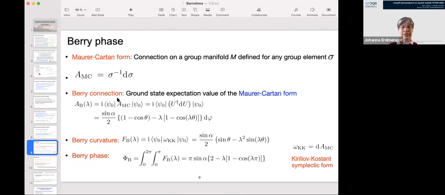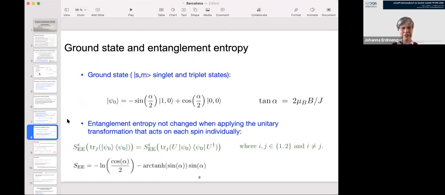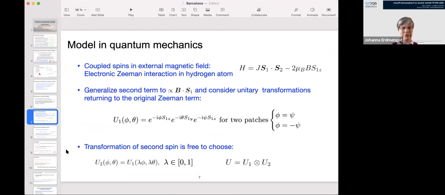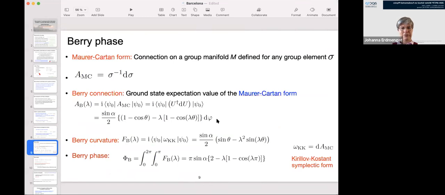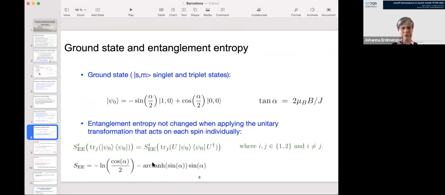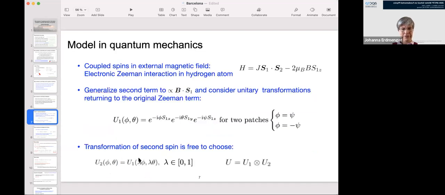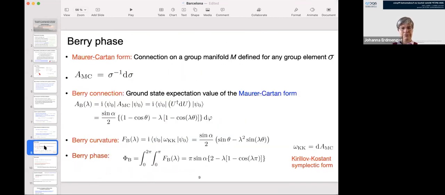Okay, and now we can just plug in our group element, which is the unitary transformation that we have been considering. And then we know what our unitary transformations are, and we know what the ground state is, so we can just calculate this by plugging in. So we plug in psi zero that looks like this. We plug in u, which is a combination of these two transformations, and then we can just calculate everything, and we get this expression here, which depends on lambda, which is this parameter that fixes the transformation of the second spin in terms of the first spin. So this is just some parameter that we choose. And it also depends on these variables theta and phi, which span our SU(2) manifold. Okay. And so this is the result that we get.